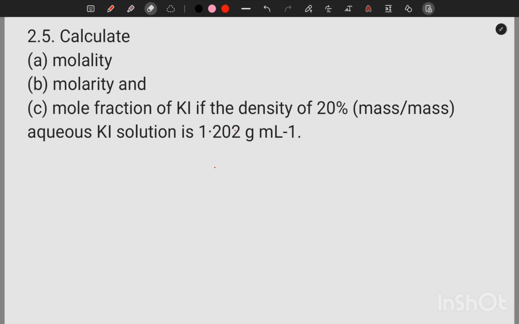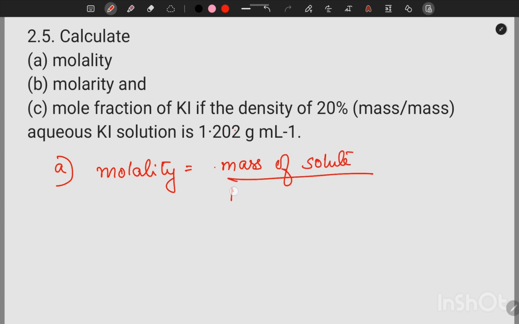Question: calculate molality and mole fraction of potassium iodide if the density of 20% aqueous potassium iodide solution is given as 1.202. So first part of the question, you have to calculate molality. Molality is equal to number of moles of the solute, that is mass of solute divided by its molar mass, the whole divided by mass of solvent in kg.